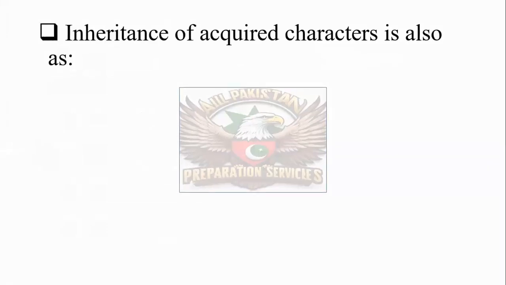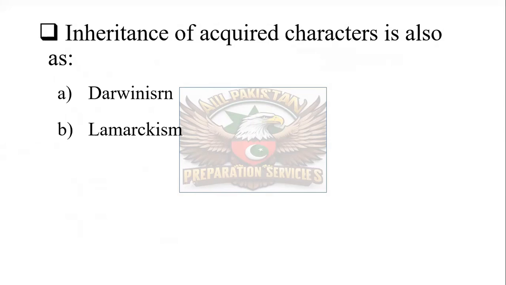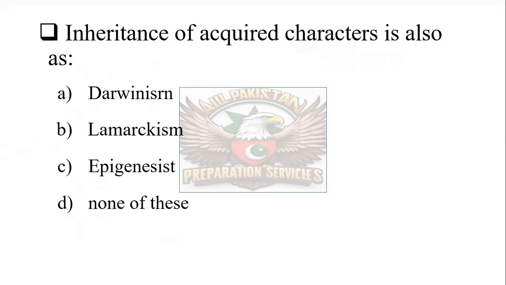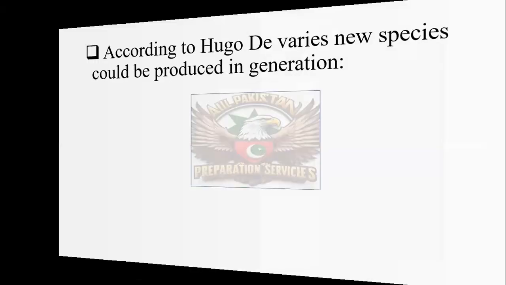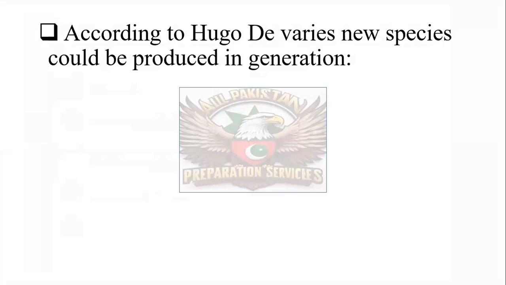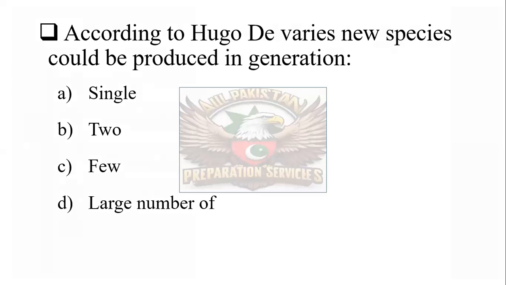Our next question is that inheritance of acquired character is also known as Darwinism, Lamarckism, epigeneticist, or none of these. And the correct one is Lamarckism. Inheritance of acquired character is also known as Lamarckism. Moving towards the next question, according to Hugo de Vries, new species could be produced in generation single, two, few, or large number of. And the correct one is single. According to Hugo de Vries, new species could be produced in single generation.